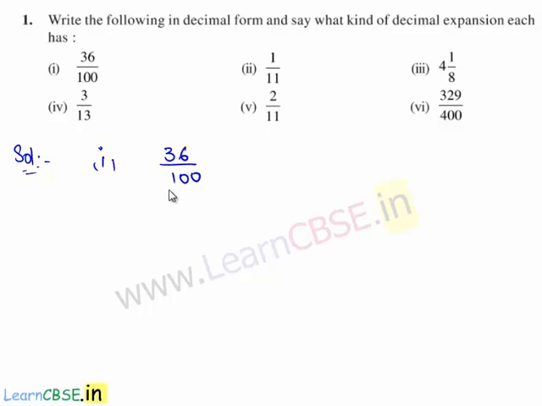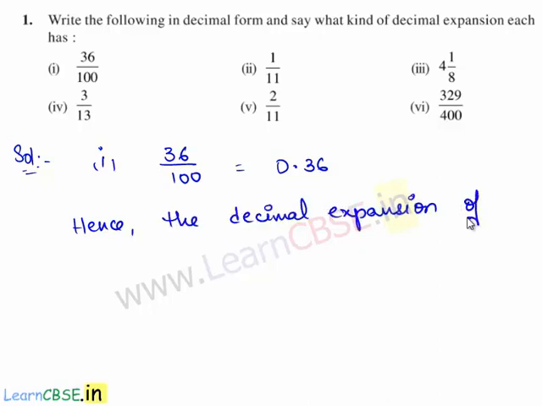Since 36 is divided by 100, which has 2 zeros, we move the decimal point towards the left by 2 places, that is 0.36. Hence, the decimal expansion of 36 by 100 is equal to 0.36. 0.36 is a terminating decimal expansion.